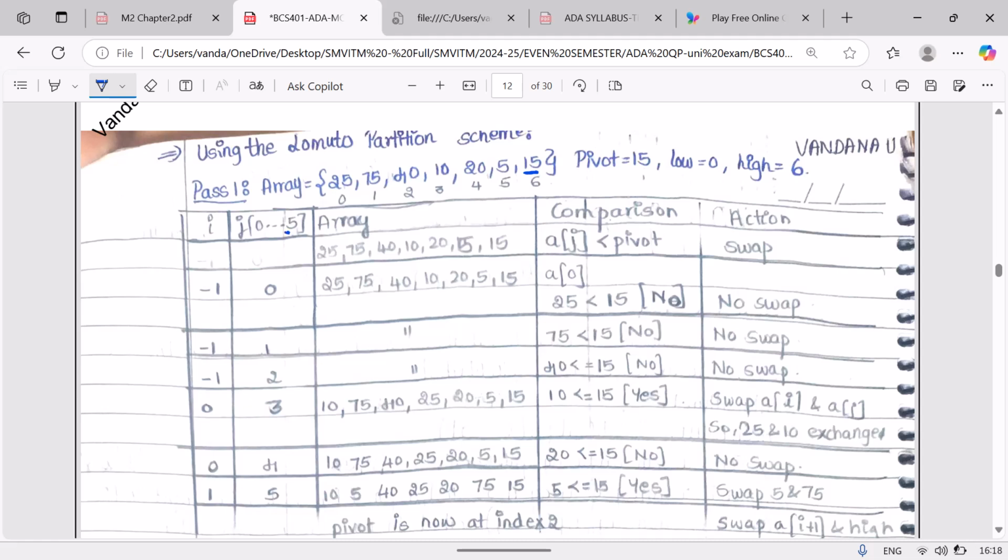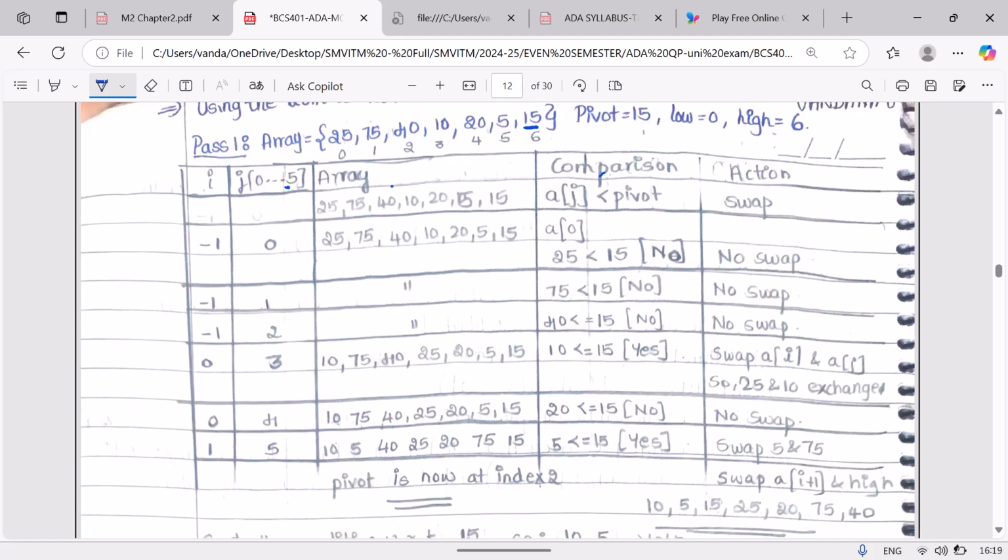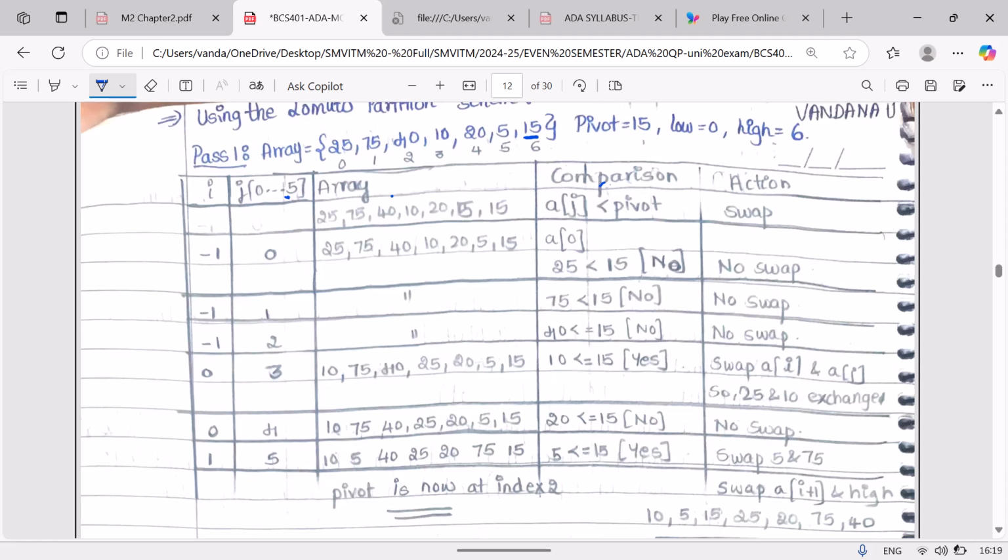So till 5, then array, then comparison. Comparison is A of j less than or equal to pivot. That is the comparison you will do. And the action is swap or not swap based on the value. So initially i is minus 1, j is 0. You write the elements. Now you compare.